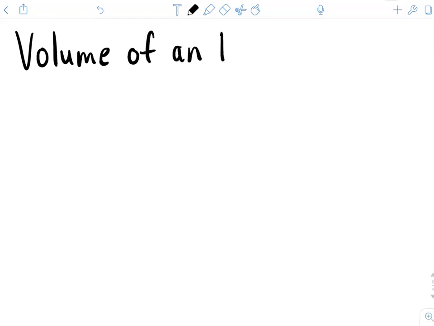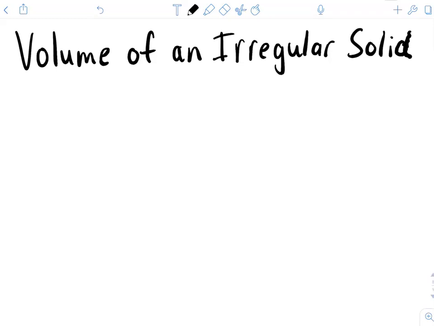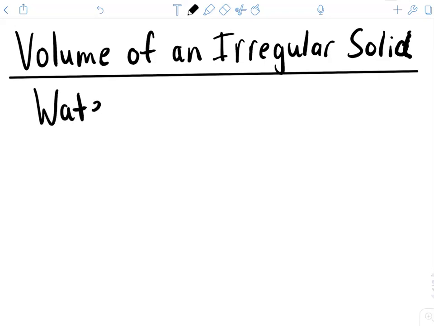And then the last thing that we need to talk about is the volume of an irregular solid. And so what we mean by this is if we have something that is not necessarily a cube, okay? And the way that we're going to figure out this volume is through water displacement.